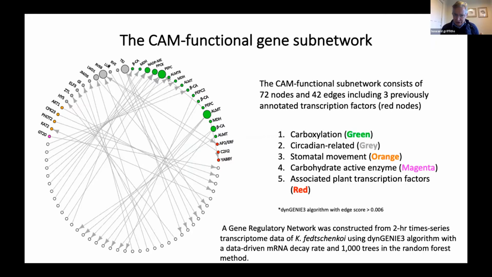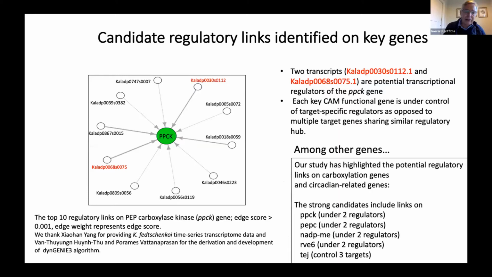This is very much data which is in progress, as are all of the elements I'm going to talk about here today. But what we can see is that there are distinct nodes of gene expression which relate to carboxylation, the key components, some circadian control, stomatal movement, and particularly we've been able to identify particular groups of plant transcription factors which seem to be actively involved in the regulation of core crassulacean acid metabolism genes.